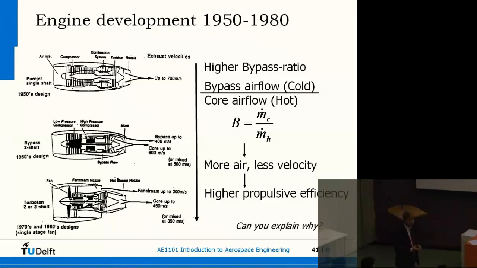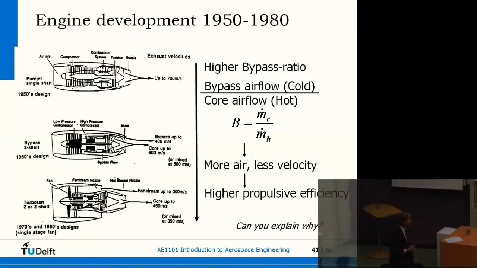Why is that? Yeah, most of the cost of an airline is fuel, so it's driven by fuel, so it's very important. But why would adding a larger fan create a higher propulsive efficiency? Why not bring everything through the jet and just have this high speed?